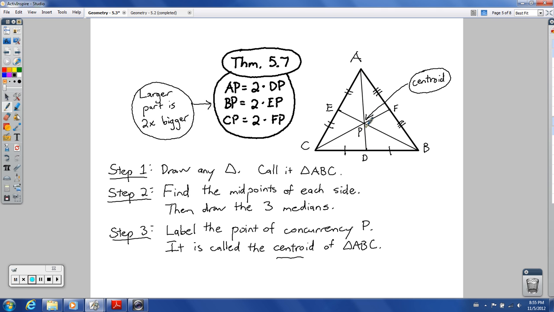So the AP is the larger part of this median, AD is the whole median. It's 2 times bigger than this part. This is 1/3 of the whole thing. This is 2/3 of the whole thing. And similar stuff with B, E, and FC or CF.